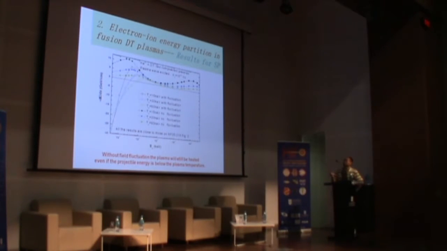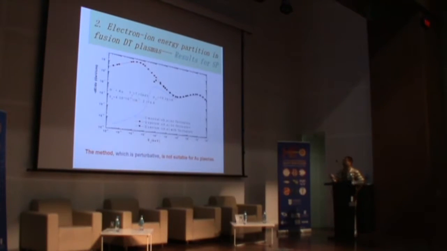This figure gives a comparison of stopping power at different density and at different temperatures when the fluctuation is considered or not. We can see that their results are quite different at low projectile energy. By the way, we also used this method for Gold plasmas, but we found it's not suitable in this case.